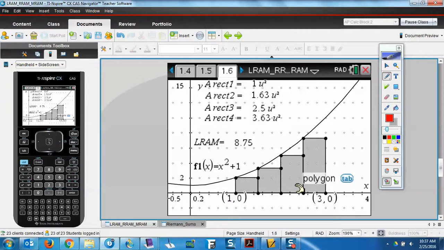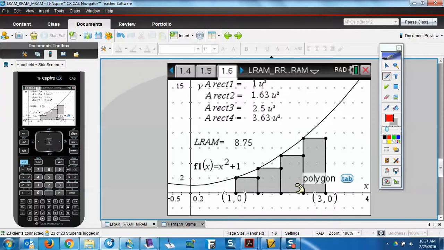The left endpoint of the subinterval is the height, right? Plugged into the function. Now let's talk about that terminology. The reason I said subinterval is because the interval is from 1 to 3. We're doing the integral from 1 to 3. So that's our interval. We're going to divide that into subintervals.